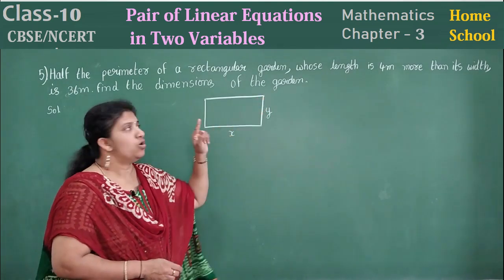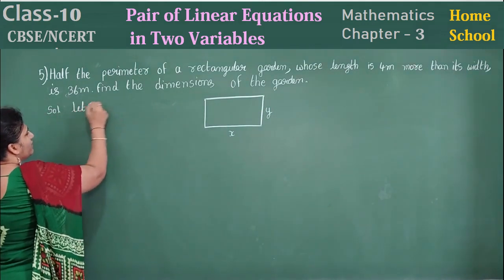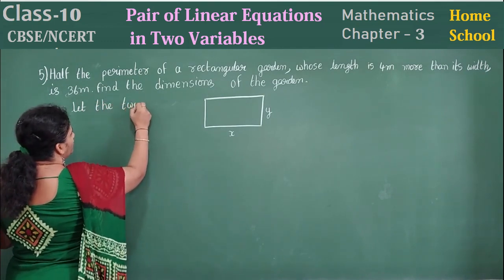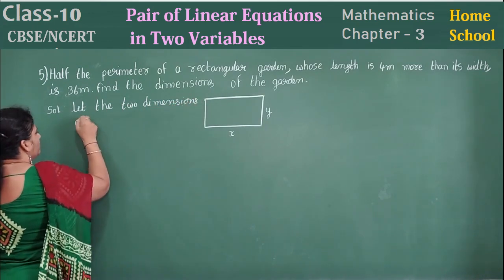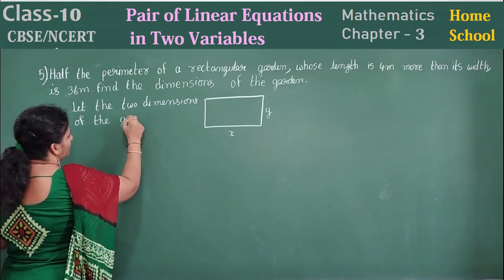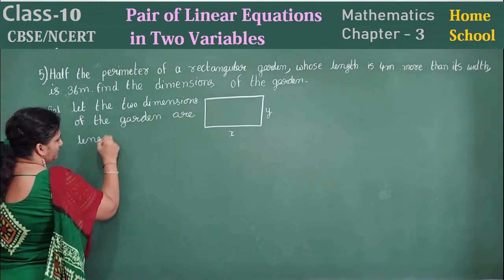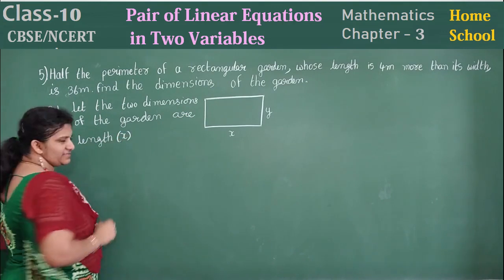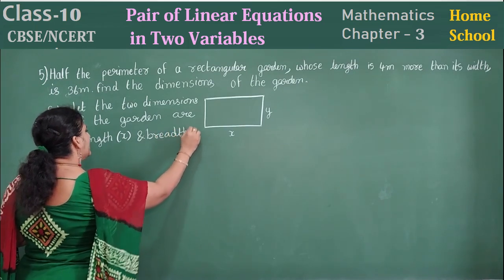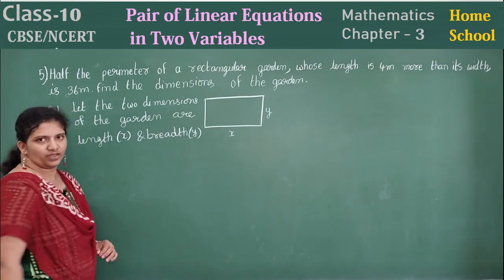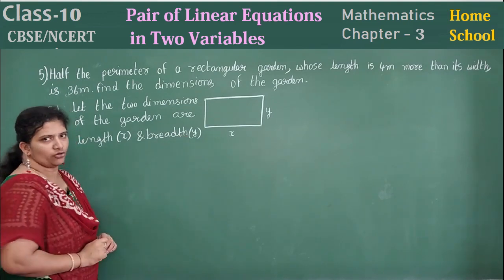So let me write here. Let the two dimensions of the garden be length, let us assume it as X, and breadth, let us assume breadth as Y. The two dimensions are length and breadth, and length is equal to X and breadth is equal to Y, we are going to assume.